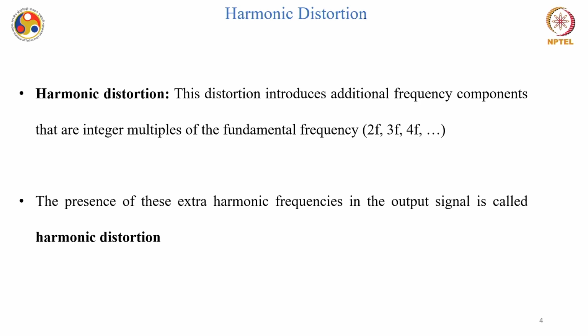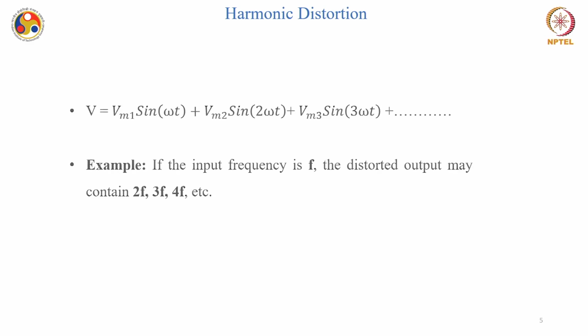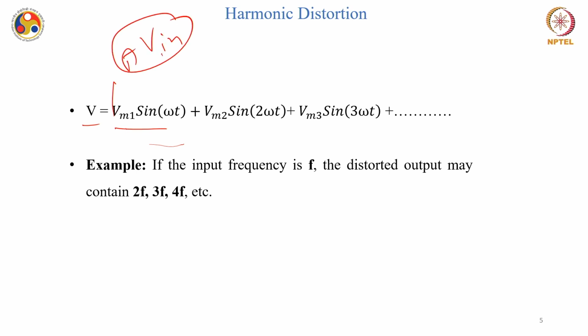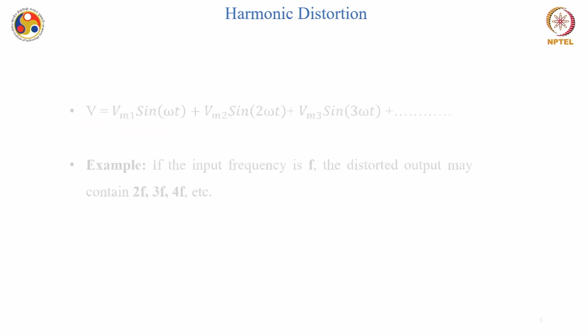The presence of these extra harmonic frequencies is the harmonic distortion that we are going to study and detect, because we are discussing the harmonic analyzer. The total output expected is only Vm1, that is A times V in, if this was the input voltage. I was expecting only this, but what I am getting is unwanted signals: V equal to Vm1 sin omega t plus Vm2 sin 2 omega t plus Vm3 sin 3 omega t and so on. If the input frequency is f, the distorted output may contain 2f, 3f, 4f and so on.